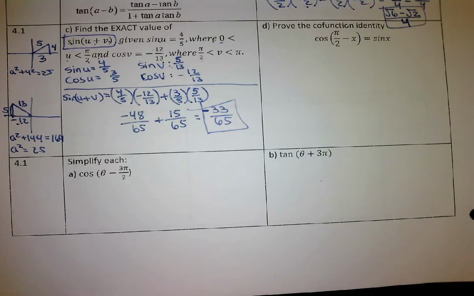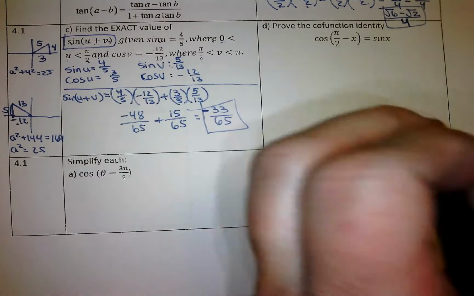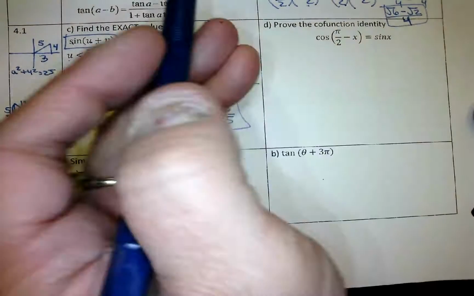Okay, so this next one says to prove the cofunction identity. Our cofunction identity is one that just says that the cosine of pi over 2 minus x equals the sine of whatever that x was. So essentially, they're complementary angles, is what we're saying. So we're going to prove this using these sum and difference identities.